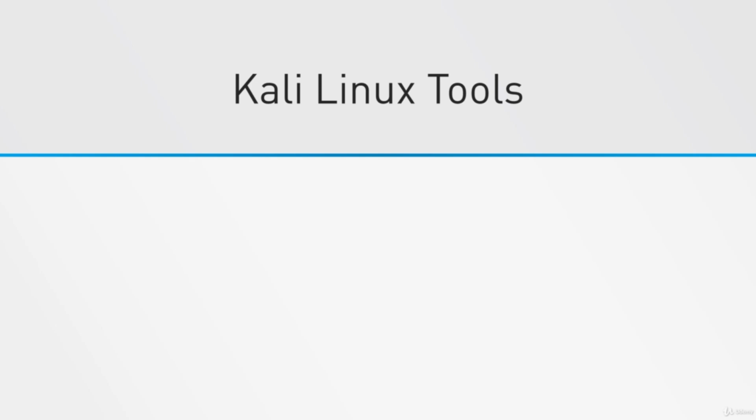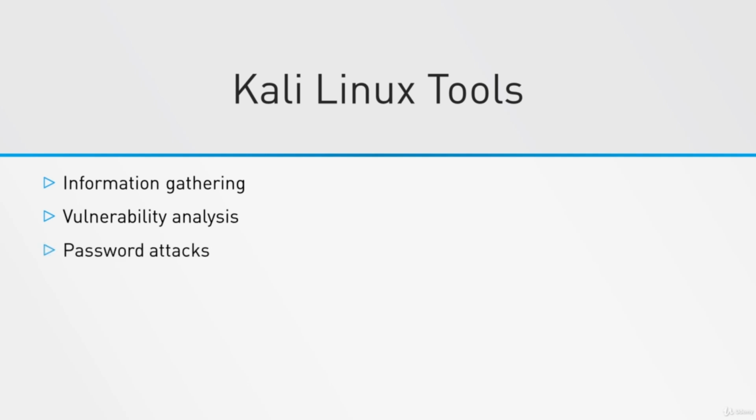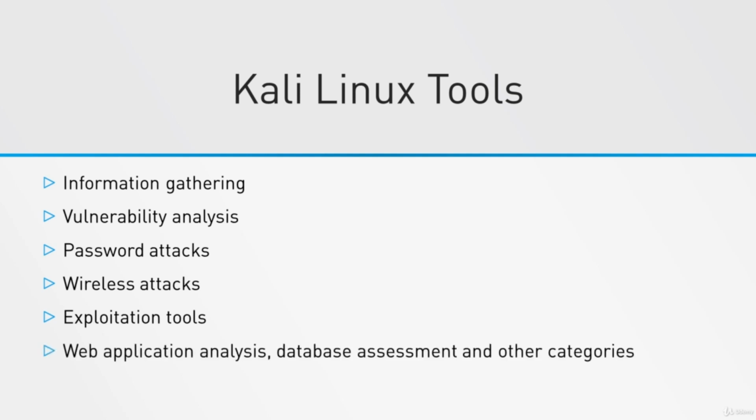And we have hundreds of tools in Kali Linux that are organized into categories. Information gathering, where we have tools such as Maltego, Nmap, and Zenmap. Vulnerability analysis, and here we have tools such as Nikto and again Nmap. Password attacks using John the Ripper, Ophcrack, and other tools. Wireless attacks, which include tools such as Aircrack-ng. Exploitation tools such as Armitage, Metasploit, and SQLmap. And we have web application analysis, database assessment, and other categories.